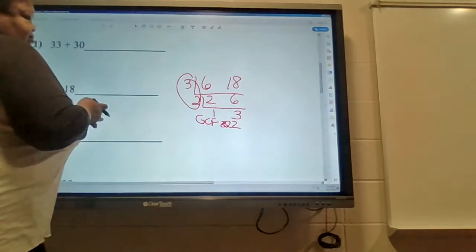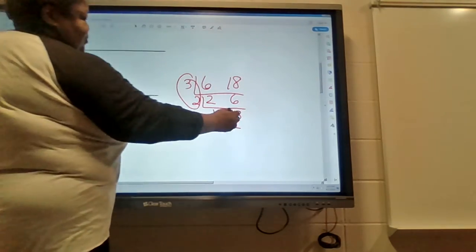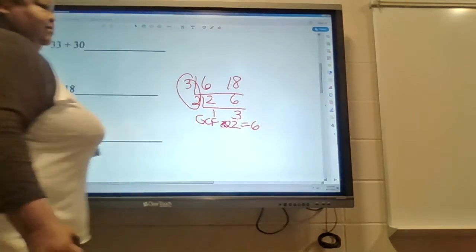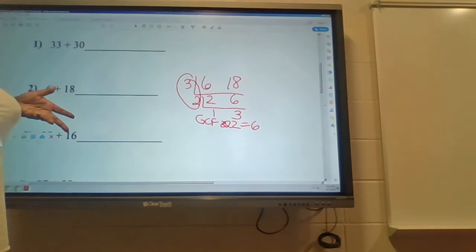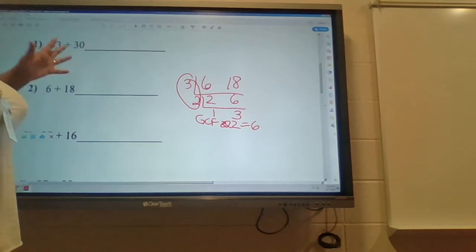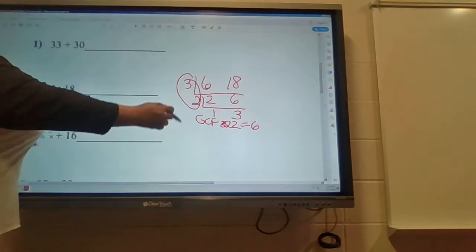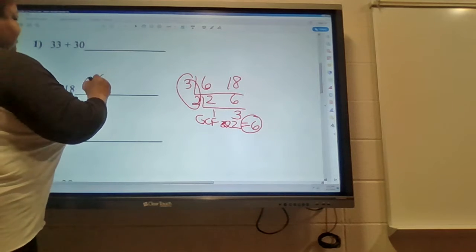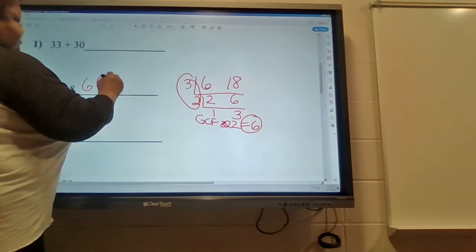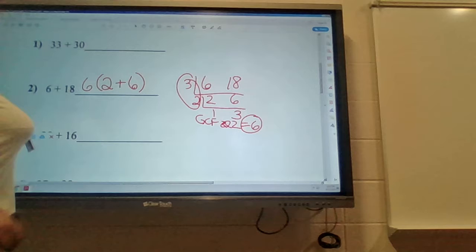See, I would be doing this on scratch paper on the back of my paper. 3 times 2 is 6. Don't try to sit and do these in your head. I can't do them in my head. Well, some of them I can, but most of them I can't. We want to use scratch paper. So here's my GCF that goes on the outside and inside my parentheses, 2 plus 6.